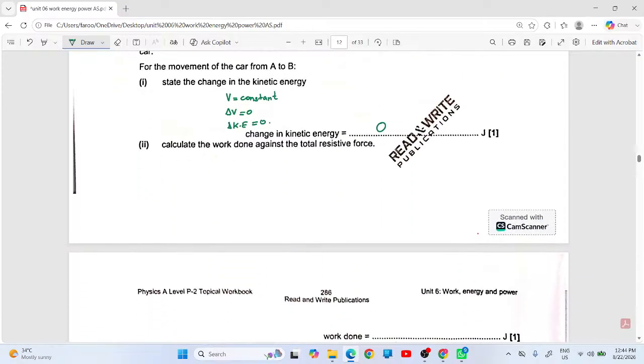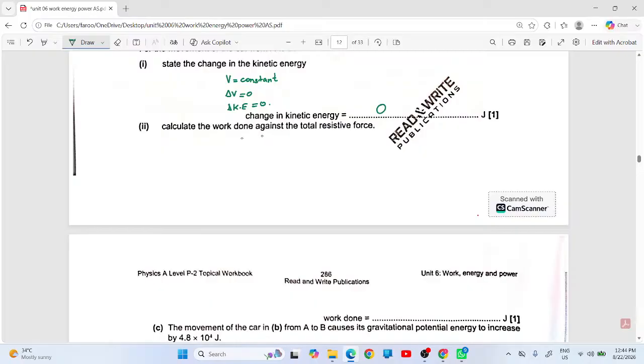Next is calculate the work done against the resistive forces. The formula of work is F into D, where F is the frictional resistive force and D the distance.